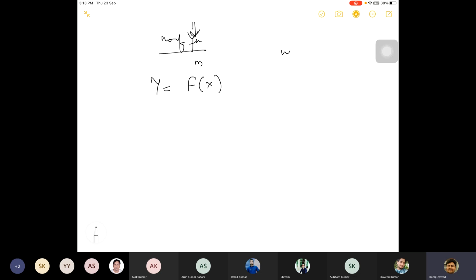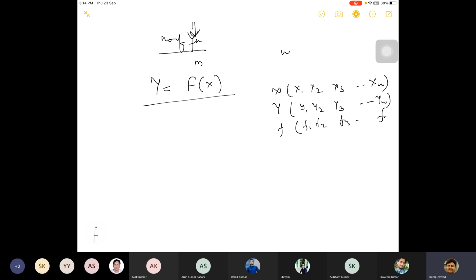Please be careful. Let y equals f(x) be a function. We know that x is a vector x1, x2, x3, up to xu, so u variables are there. Then y has y1, y2, y3, up to yn, and the function also has f1, f2, f3, up to fn. So these are the vector representations of the individual variables.